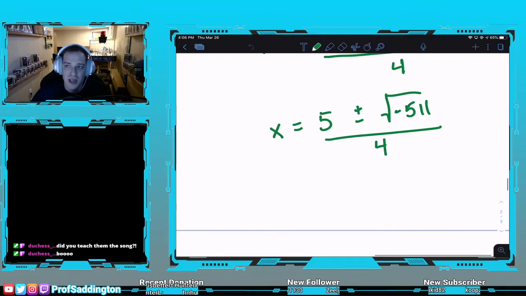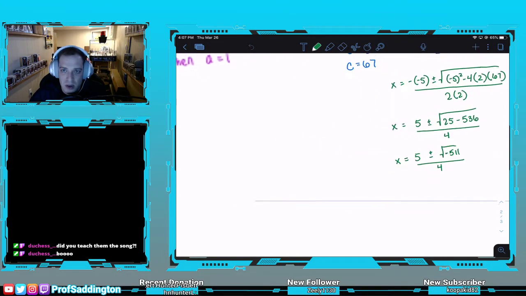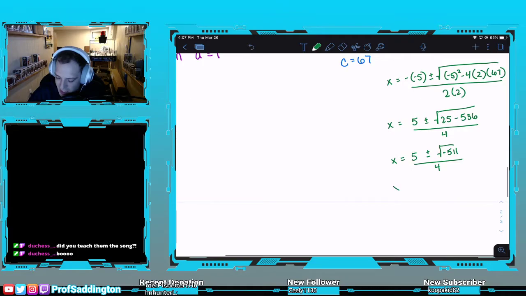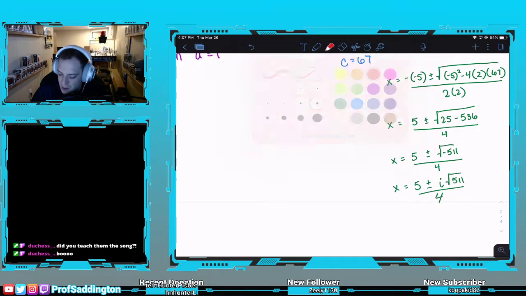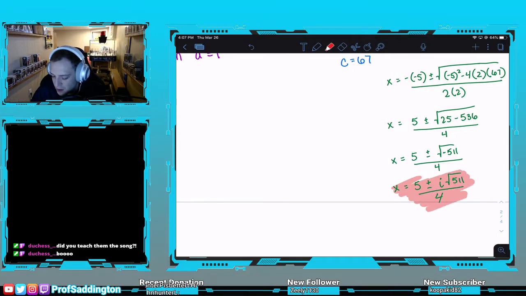We just have to make sure we're not allowed to have that negative in there. So when we simplify this last step, we have to make sure that negative disappears. Anytime we have a negative underneath a square root, we have to remember that the square root of a negative number is imaginary, so we put the i on the outside. 511 can't be broken down as we just said, so that's still on the inside. And we're still left with a 4 on the bottom. That would be the solution to this problem.